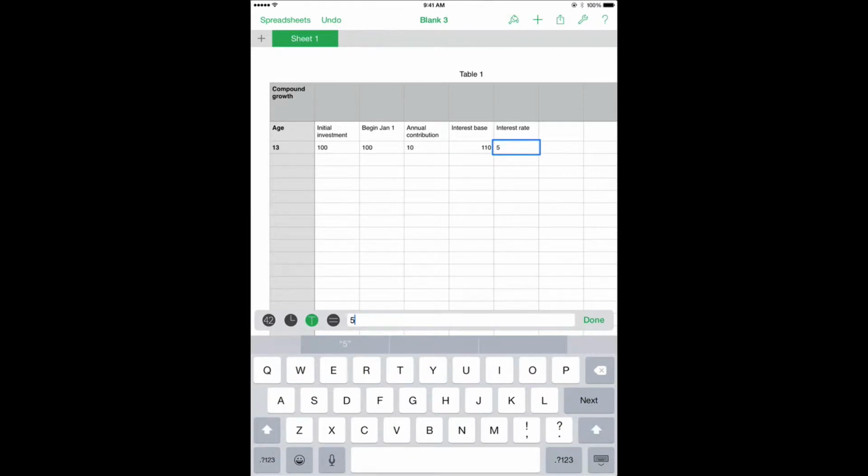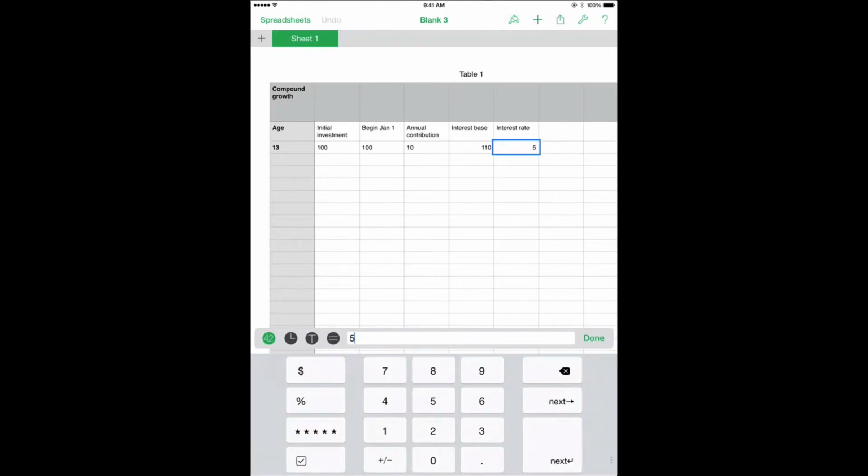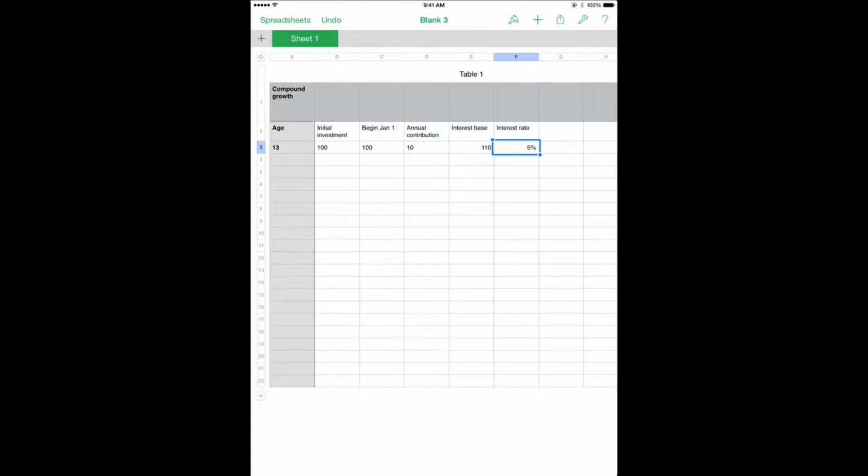Crazy, right? Oh, you know what? This is supposed to be a number that's written as a text. Let's put that in as a number. 5%. Okay? And that way it shows up on the right. If we put it in as text, it shows up on the left, and that's not right.